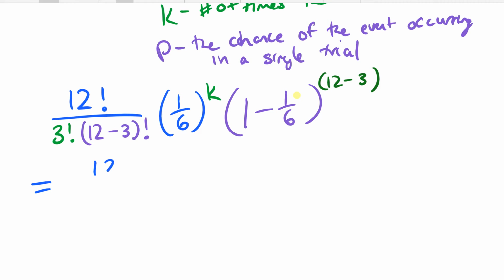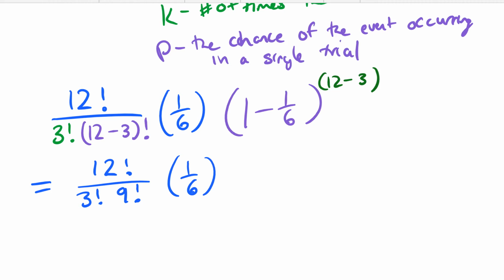Let's simplify this as much as we can. We get 12 factorial over 3 factorial times 9 factorial times 1 over 6 to the 3 times 5 over 6 to the 9. It wrote k, but it should be 3 here.